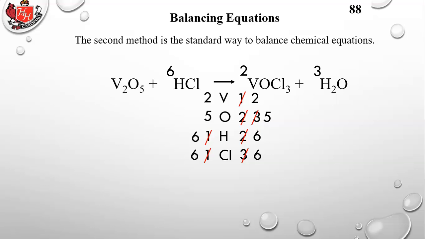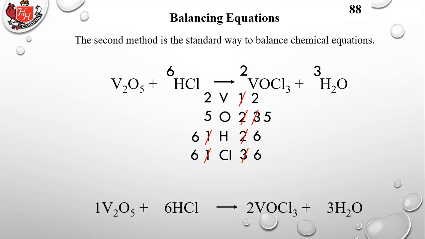So we're going to go ahead and write those coefficients in front permanently. It's the same exact equation you got in the last slide, you just did it a different way. But you have the same number of atoms of each of those elements on the left as you have on the right. You have to have that, otherwise you can't use the chemical equation.